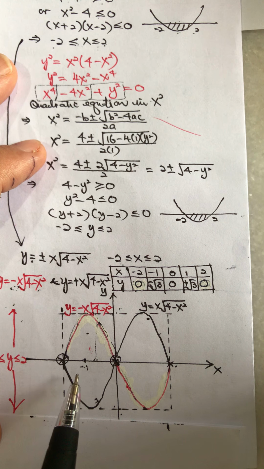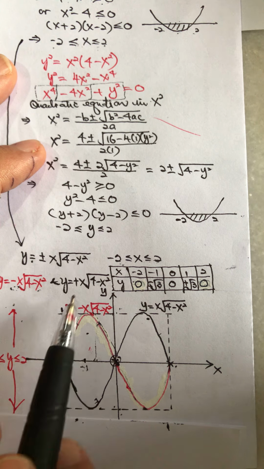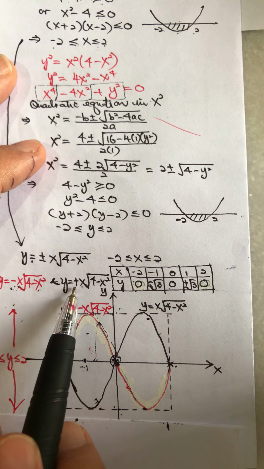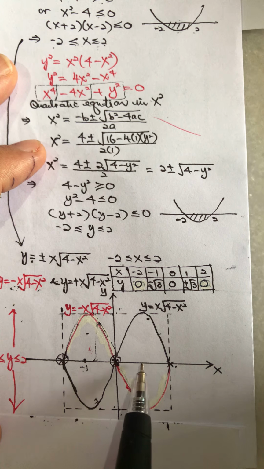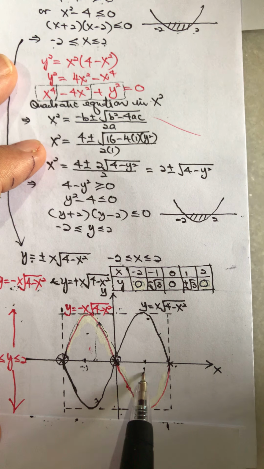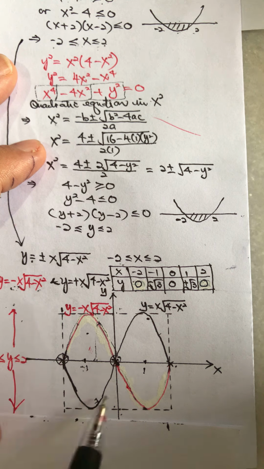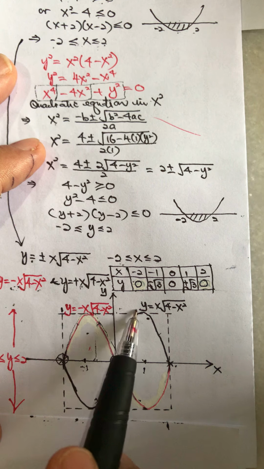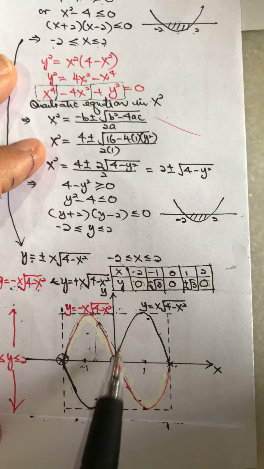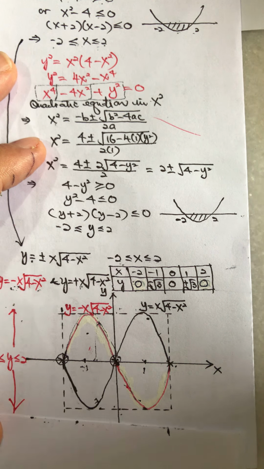Whereas if you substitute -1 into the black one here, this is positive, so it's a negative value. So when I substitute positive 1 here, you see that this is negative. That's why it is red color. Then when I substitute 1 here, I will get positive. That's why this is black color.